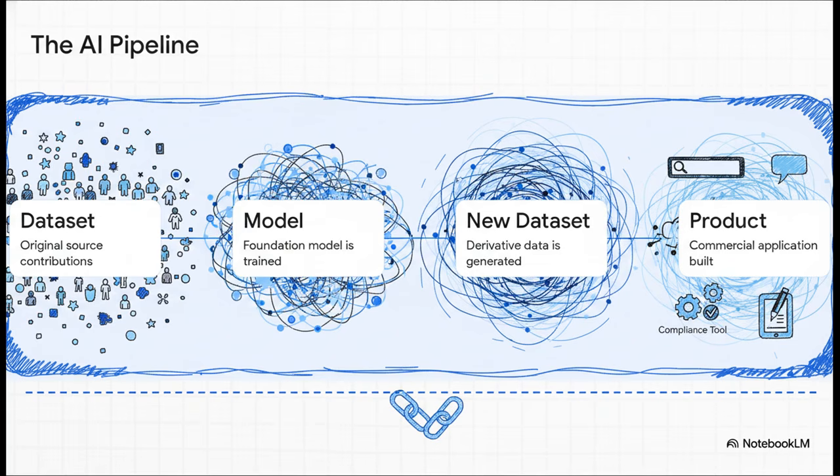But notice the immense gap between step 1 and step 4. The downstream value generated all the way at the product level has completely detached from the upstream human effort at the dataset level. The link is entirely invisible.